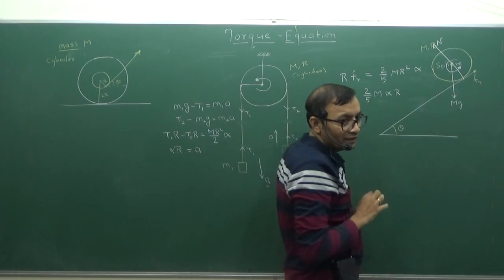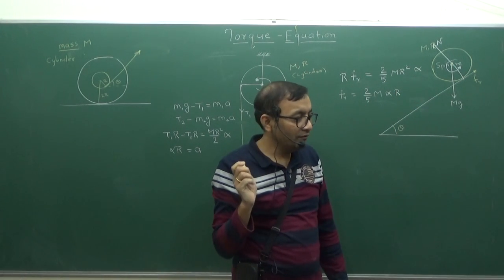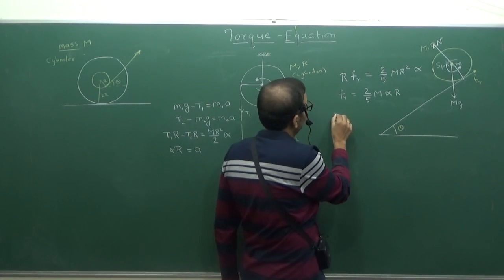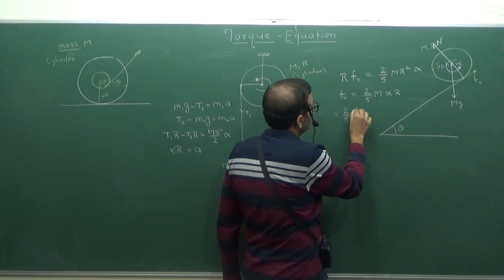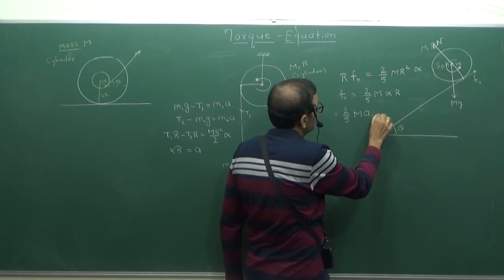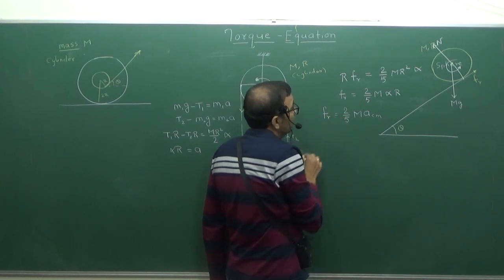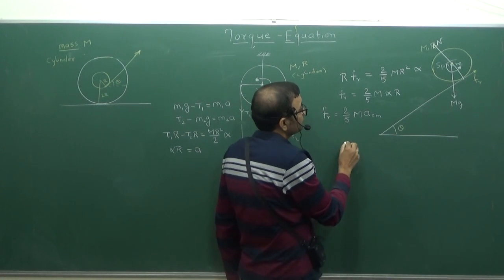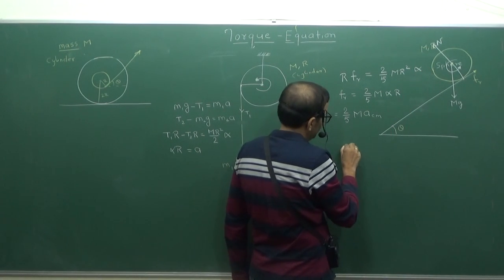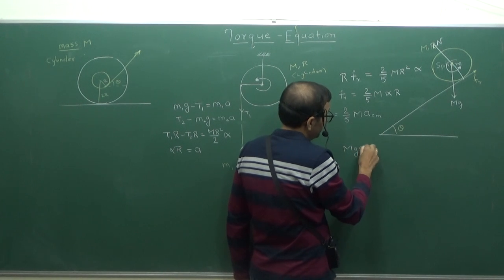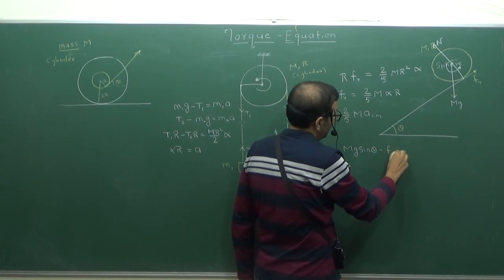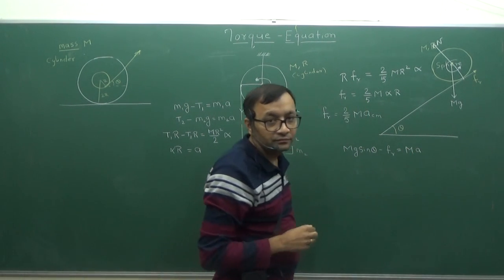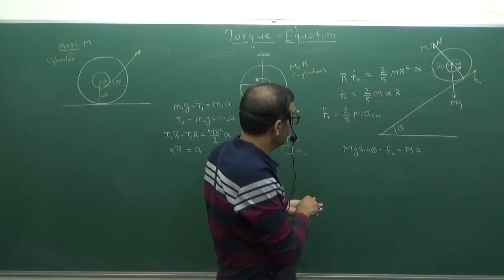Now, this is rolling without slipping on a fixed surface, so alpha into R is a center of mass. We have done that, right? So friction will be equal to 2/5 M into a center of mass. Now I have to find ACM. If I take the component of Mg, Mg sin theta minus FR is equal to M into A. I'll substitute the friction value over there.